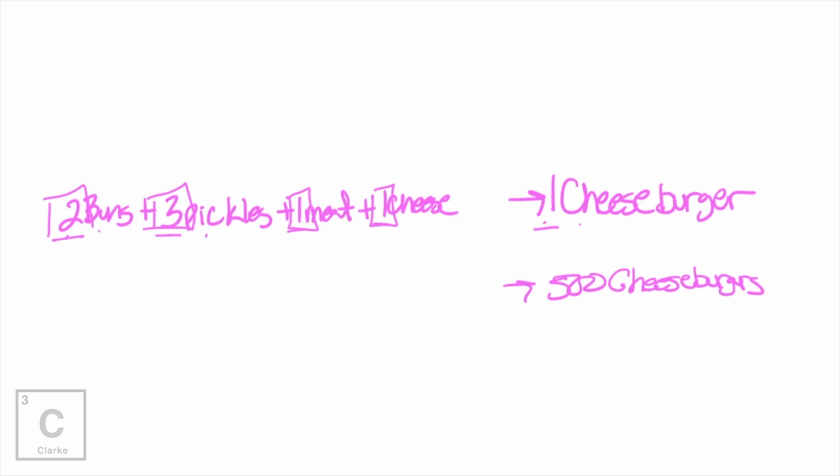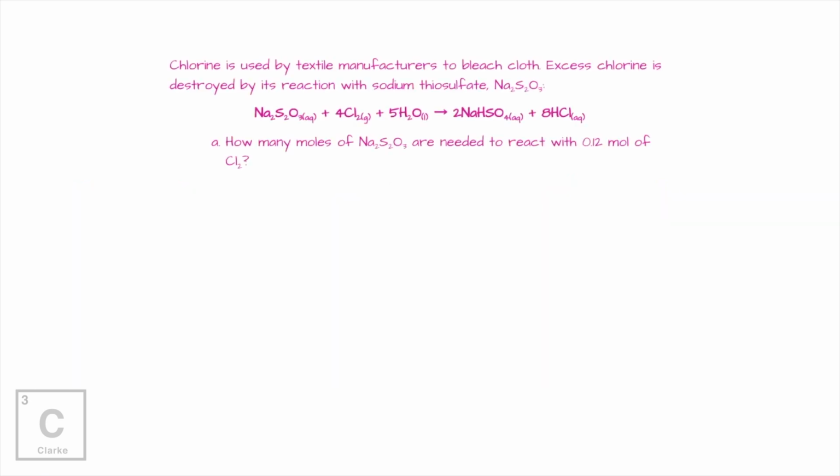Let's work an example. Chlorine is used by textile manufacturers to bleach cloth. Excess chlorine is destroyed by its reaction with sodium thiosulfate, Na2S2O3. And then here is a balanced chemical reaction. You have to balance it first. The equation has to be balanced.